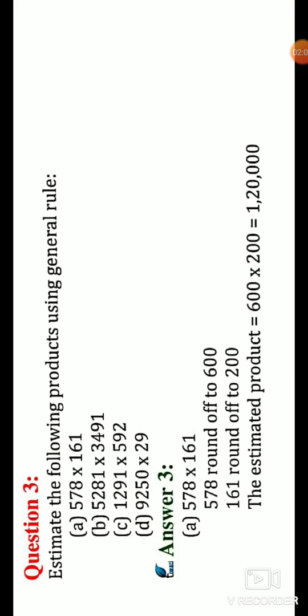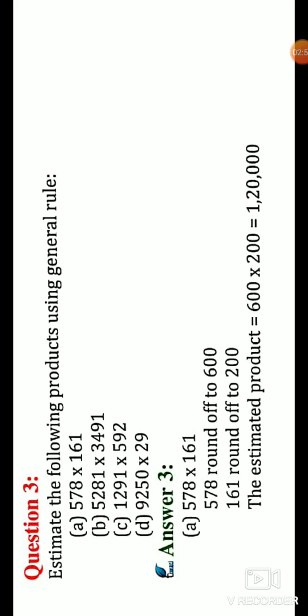Therefore, 578 rounds off to 600. And then 161: its nearest 100 value is 200. Therefore 161 rounds off to 200. In this way you have to find the rounded off values to the nearest 100 values.